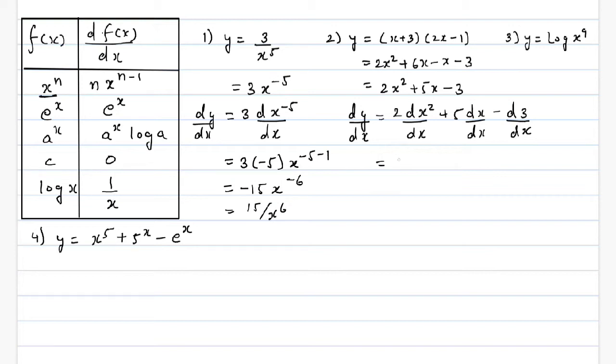That just gives me differentiation of x square according to our x raised to n. I'll get 2 into 2x. Differentiation of x will just give me 1. So I'll get 5. And differentiation of constant will just give me 0. So I'm getting 4x plus 5.